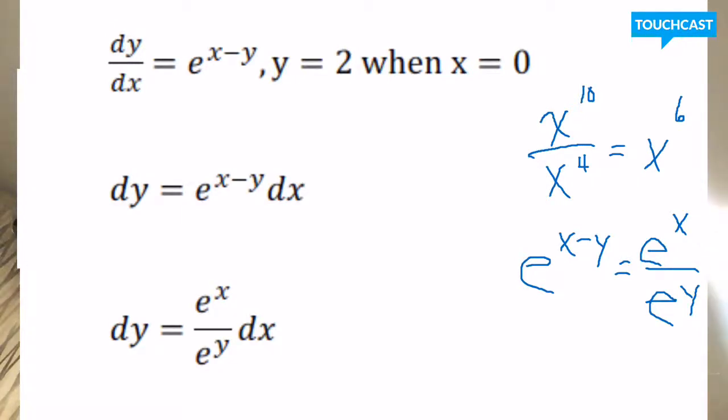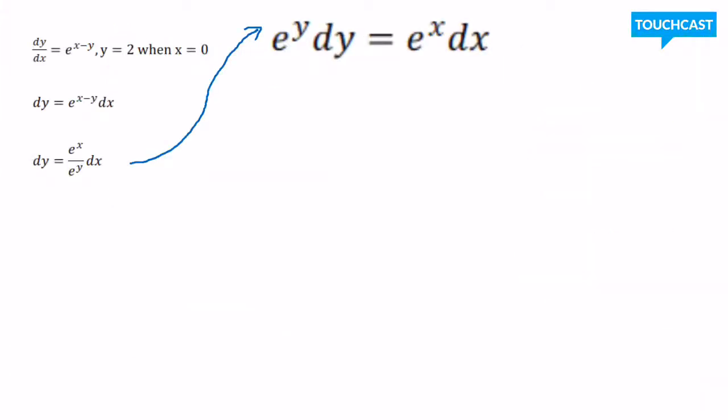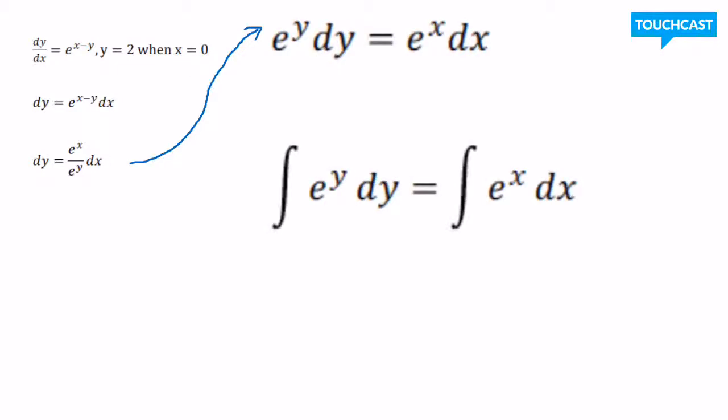My next step, I'm going to multiply both sides of this equation by e to the y. Once I do that, now my variables are separated. I have e to the y times dy is equal to e to the x times dx. Remember the next step, I'm going to integrate both sides. So you're going to see me put an integral sign on both sides of that equation.